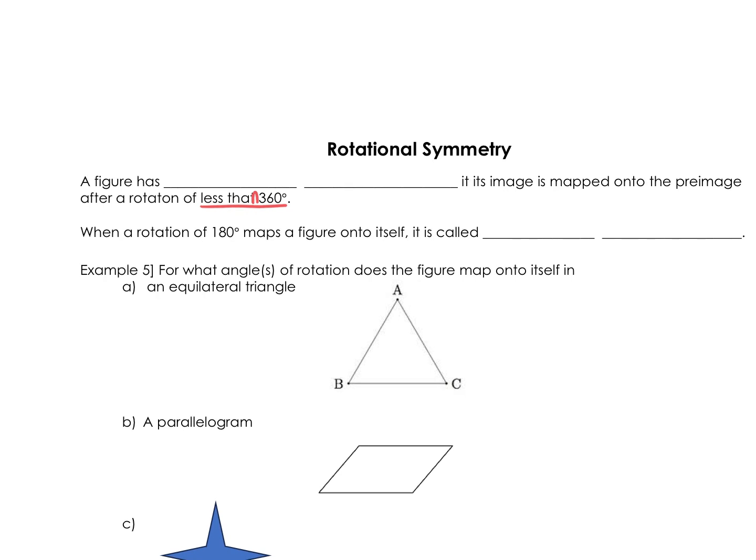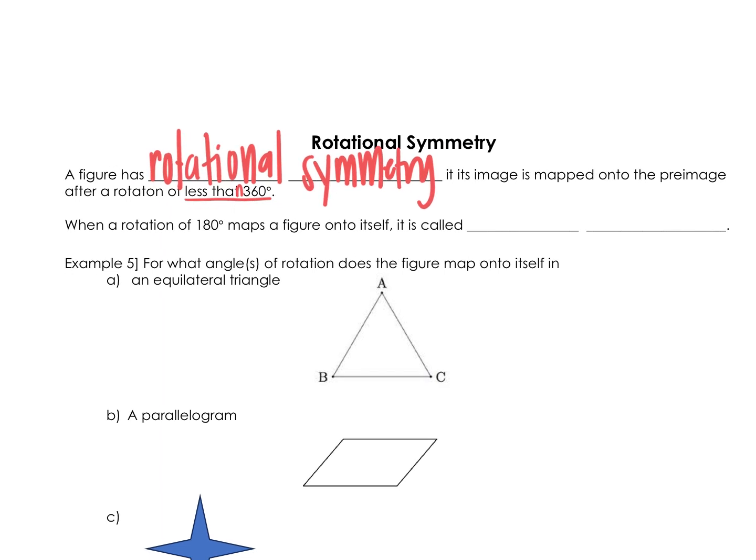But if it can rotate less than 360 degrees and still land on top of itself, then it has rotational symmetry. So a figure has rotational symmetry if it can rotate less than 360 degrees and land on top of itself. When a rotation of specifically 180 degrees maps a figure onto itself, it's called point symmetry. So it's just a special type of rotational symmetry.